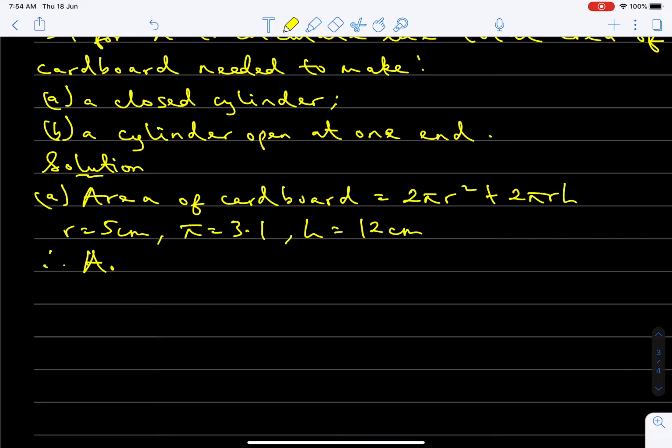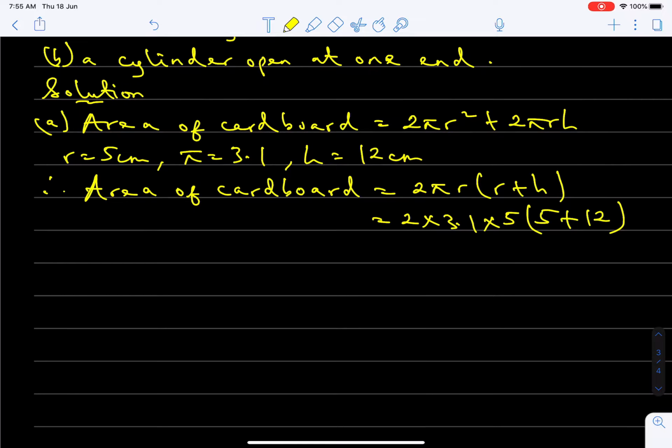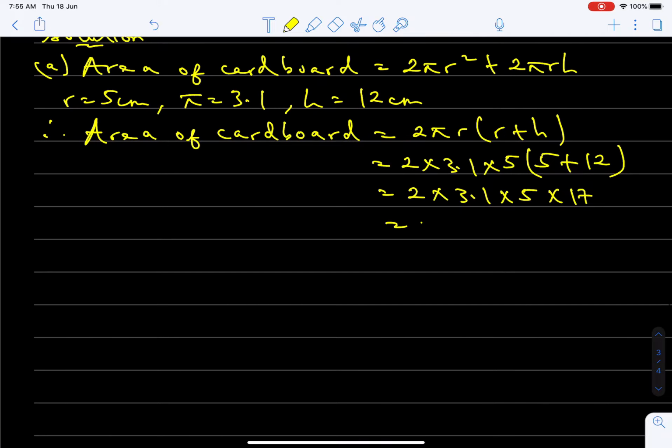So you can say, therefore, area of cardboard equals 2 pi r into r plus h, and that's the same as 2 times 3.1 times 5 into bracket 5 plus 12, and that's the same as 2 times 3.1 times 5 times 17, which is equal to 527 centimeters squared.